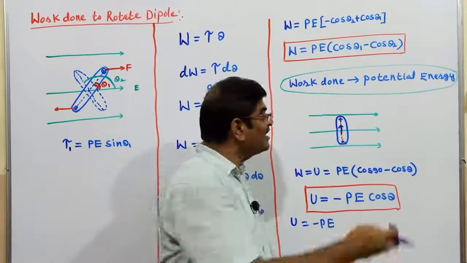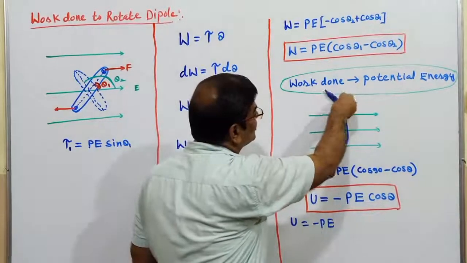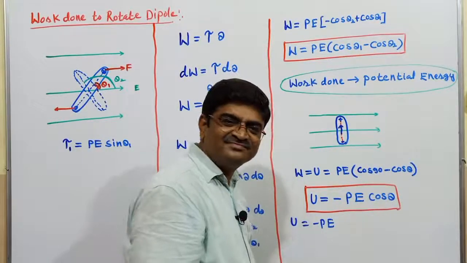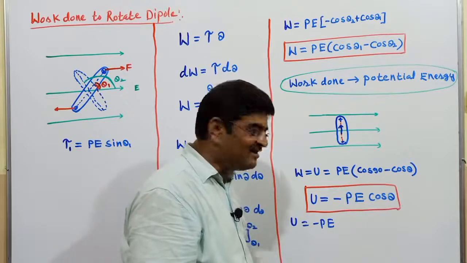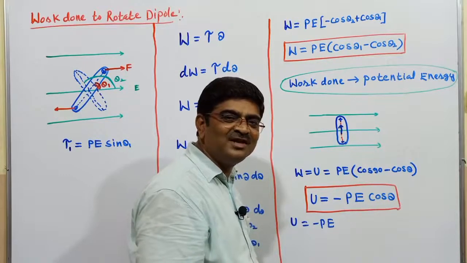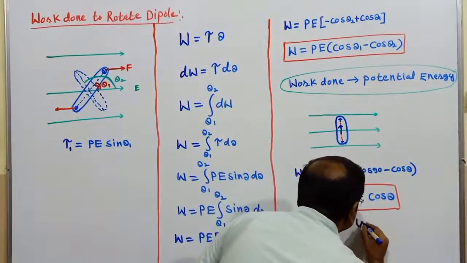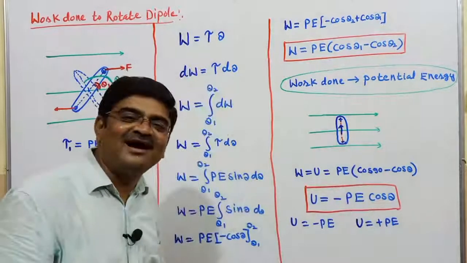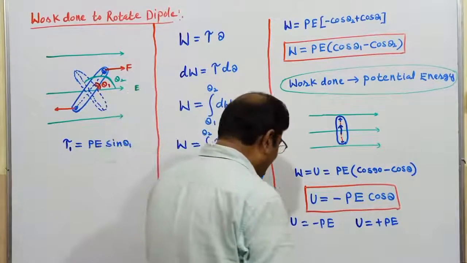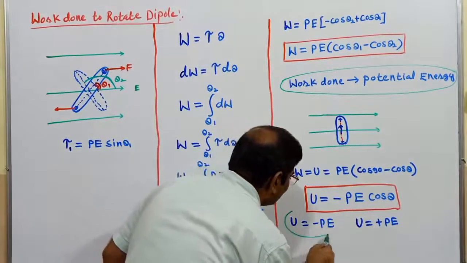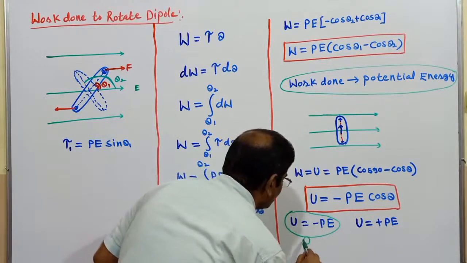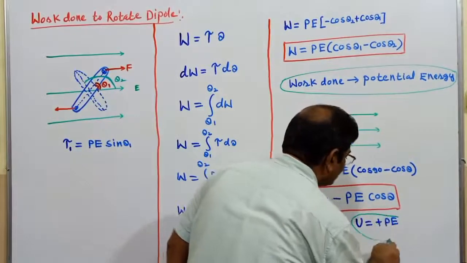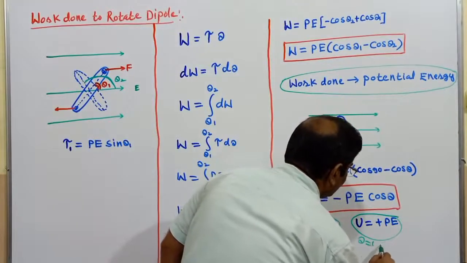For theta 180, that is, you are rotating the dipole like this. How much is theta in that case? Minus 180. How much is theta? 180. Cos 180 you know, minus 1. So in that case you get a potential energy of how much? Plus PE. Correct? Thus I am getting this in case of theta being 0, and thus I am getting this in case of theta being 180.